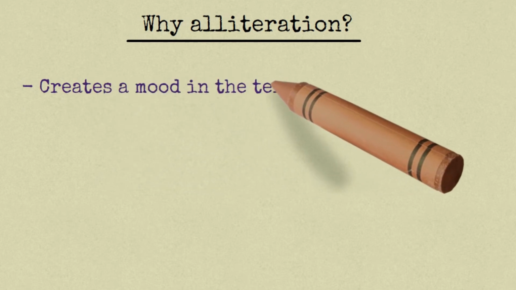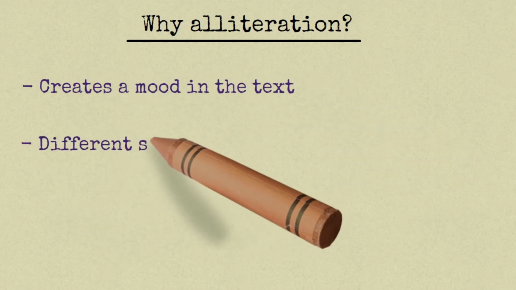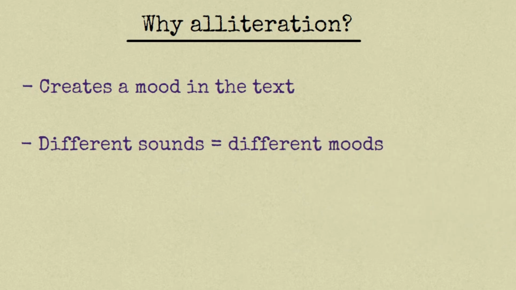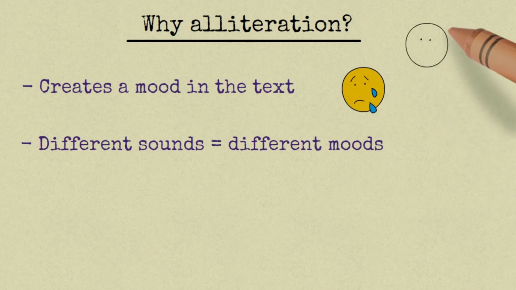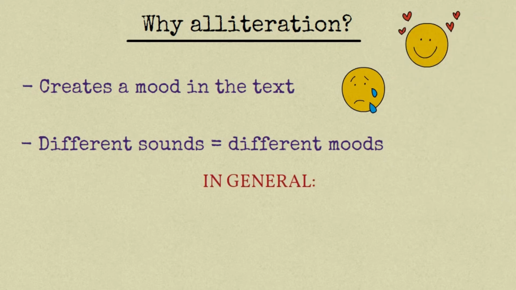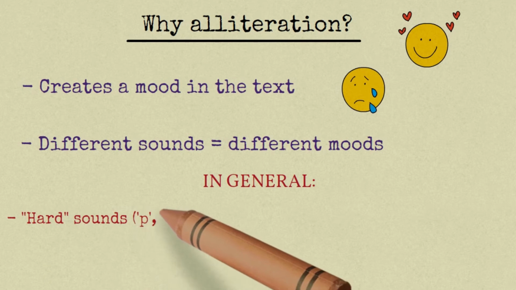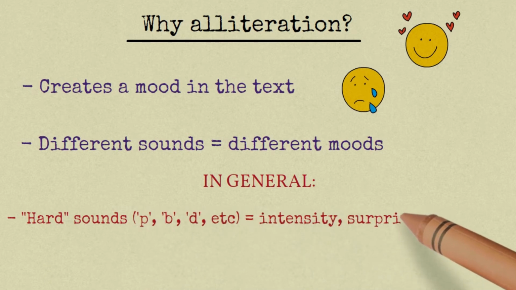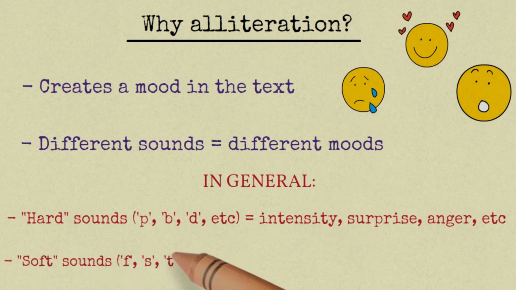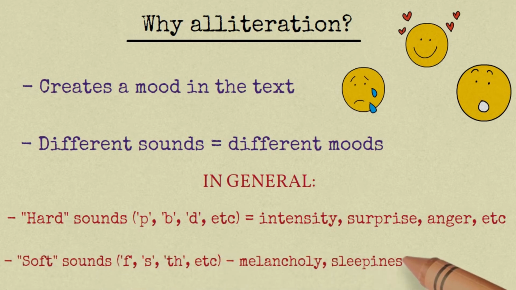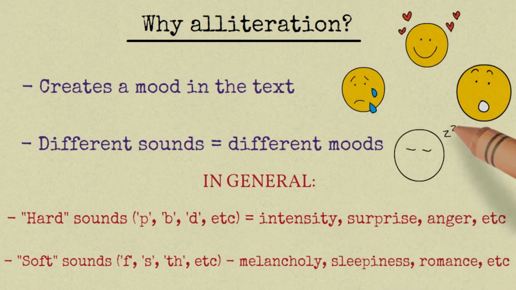Alliteration can also be used to create a mood within the text, and the type of mood depends on what the consonant sound is. We could go into a lot of detail on this subject, and I will do a video dedicated to it in the future. But to be brief, the hard, abrupt consonant sounds like b, p, t, k, and so on, often have the effect of arousing feelings of intensity, anger, violence, or surprise, while softer sounds such as f, s, and th, for example, might evoke softer emotions like melancholy, sleepiness, or romance.